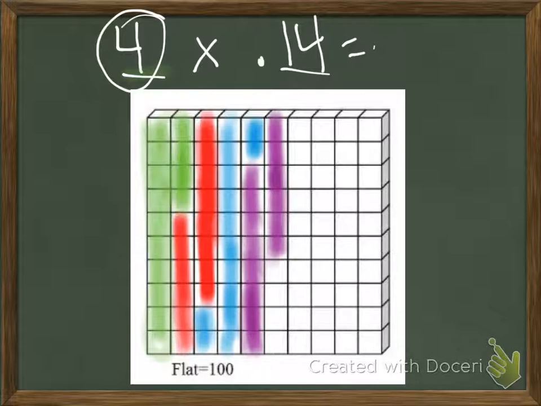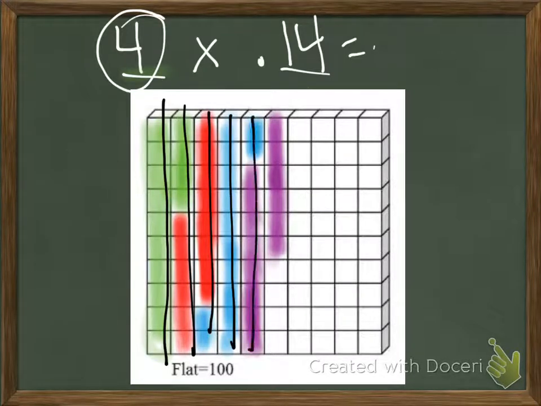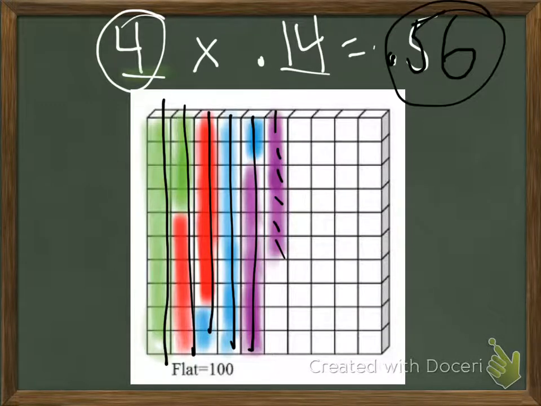As I can see, I have a total of 10, 20, 30, 40, 50 hundredths there, which is also 5 tenths. And I have a total of 1, 2, 3, 4, 5, 6 additional hundredths. So in total, I have 56 hundredths filled in on my hundredths grid. So 4 times 14 hundredths equals 56 hundredths. That's how we can use our hundredths block to multiply a whole number and a decimal. Now let's take a look at how we can do that with quick pictures.